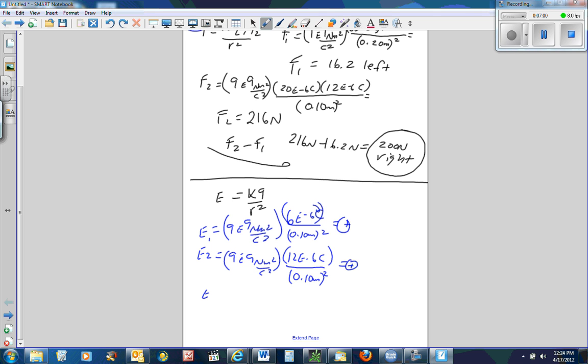And then E3 is going to be 9e to the 9th newtons meters squared per coulomb squared times 20e to the negative 6 coulombs, divided by 0.2 meters, and I'm going to square that distance, and I'm going to get a number, and it's going to be negative. So I'll let you do the math, but you'll get a number, a number, a number. Add these two and subtract that from it. That'll give you the net electric field from those 3 charges.